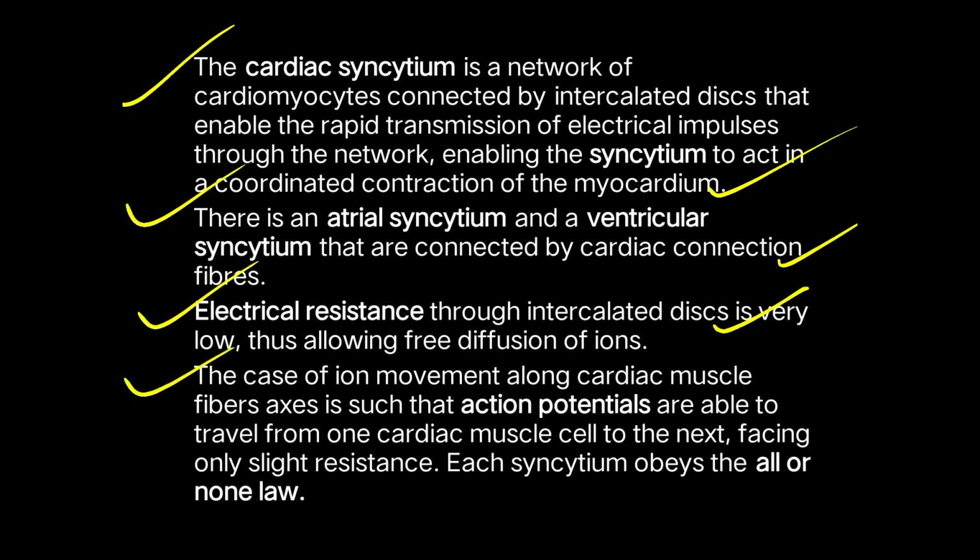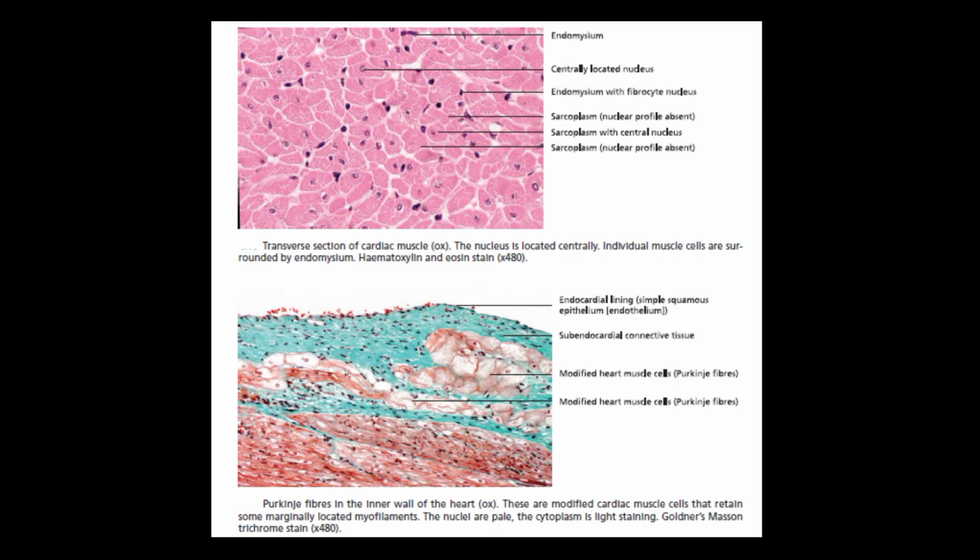Ion movement along the cardiac muscle fiber axis is such that action potentials are able to travel from one cardiac muscle cell to the next, facing only slight resistance. Each syncytium obeys the all-or-none law.